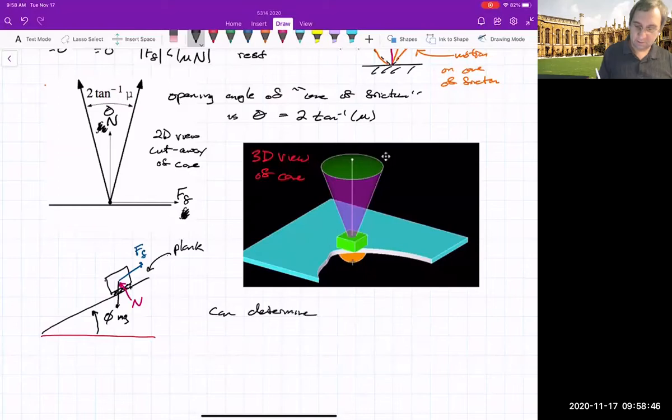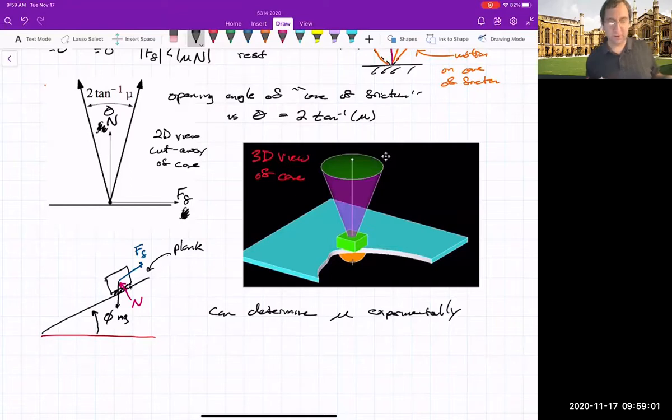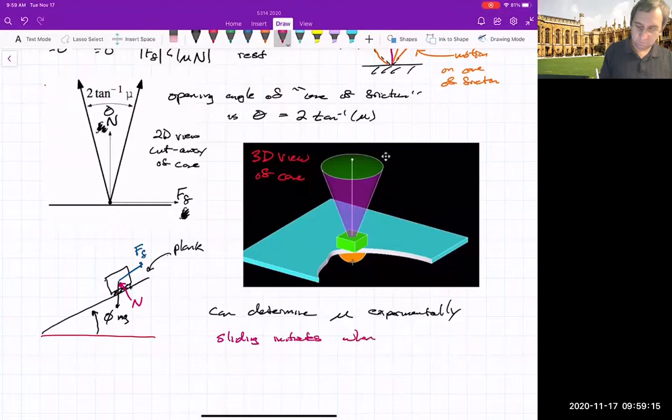So you can determine mu experimentally. Here, I just have wood as one of my surfaces, so all I'm going to be computing is the Coulomb friction, the coefficient of friction of wood with something. And sliding initiates when phi equals inverse tangent of mu. So it's the half opening angle of the cone of friction.